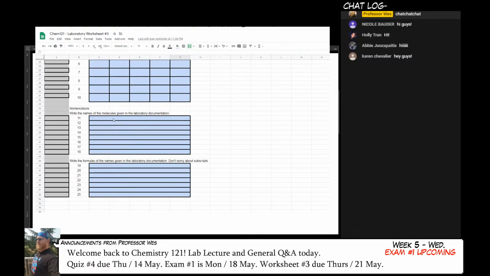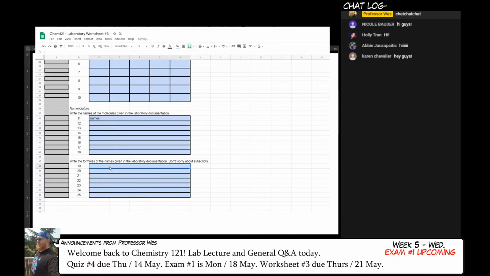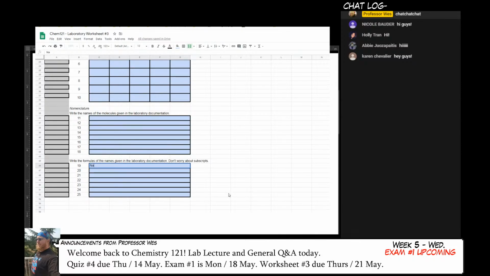And then down here is just a bunch of slots for you to either write in a name or a formula. Make sure you are doing what it asks. Here it's asking to write names, so you got to put in names in this spot. And then down here you want to put in formulas. I do realize that this does not accept subscripts, just like Canvas doesn't. So when you are writing formulas, if you do something like this, that is totally fine. I will parse that as intended. Just make sure that you put the numbers in the right spots. If you need to use parentheses, use them only if necessary, just like you did on quiz number 4.